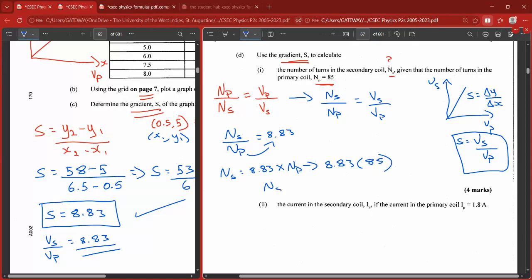So Ns is equal to 8.83 times 85. I am getting 750 and, well, it's a whole number, it could be 751 if I round it off, right? So 751 turns. Understand the solution for this part, right?